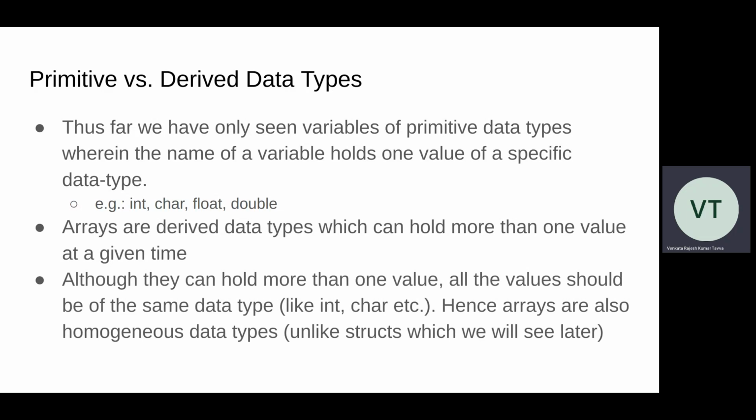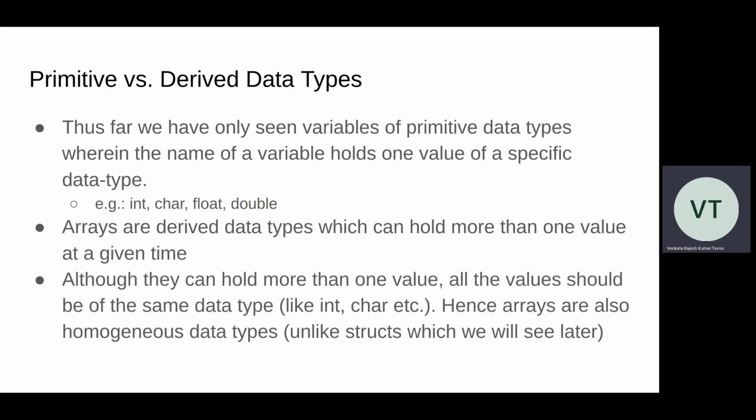Although they can hold more than one value, all the values should be of the same data type. So when we say a list of numbers, all of them have to be numbers. Again, within numbers, we have to specify, are they all integers or are they real numbers? So we can say an array of integers or array of floats or array of characters or array of double, whatever it is, but it has to be an array of a single data type. You can't have an array which is a mixture of integers, floats, double, char. No, you can't have an array like that.